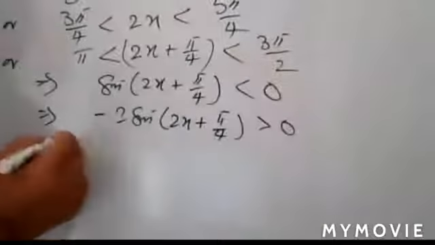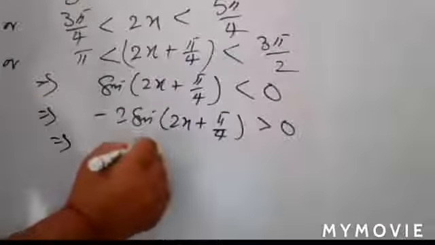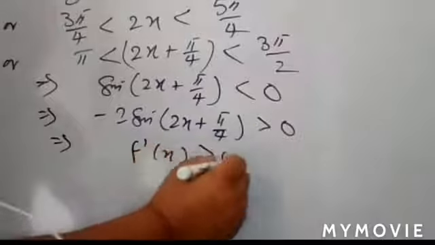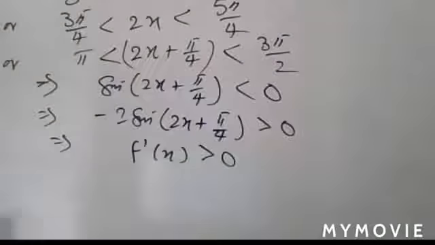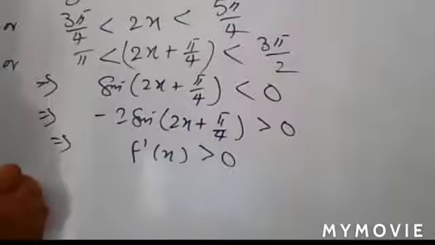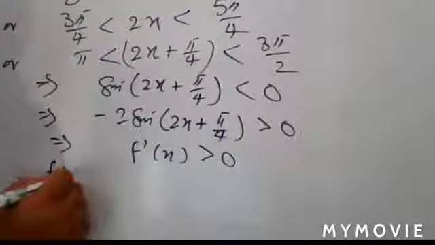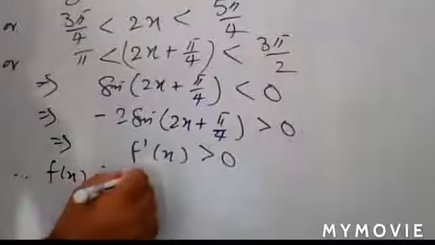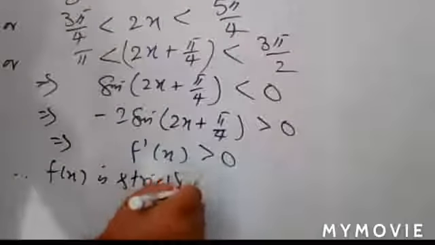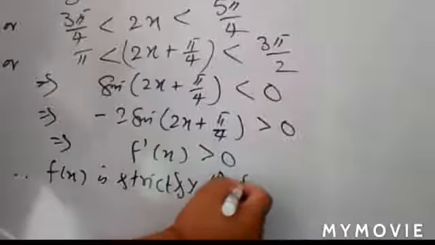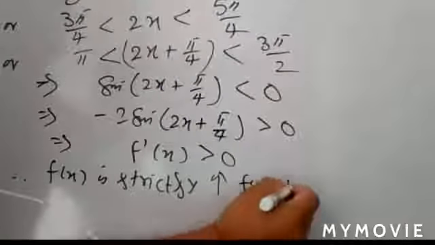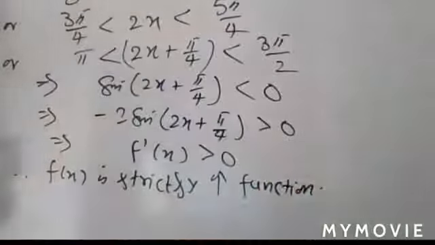And this gives the value of f dash x. So here you see that f dash x is greater than 0. So you can say that fx is an increasing function. You write strictly increasing. So fx is a strictly increasing function. This proves your result.